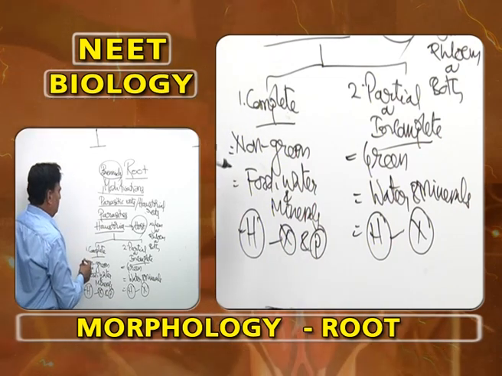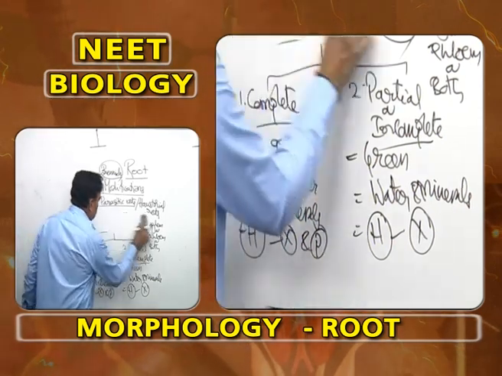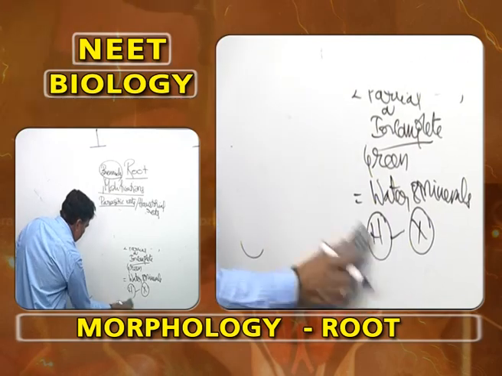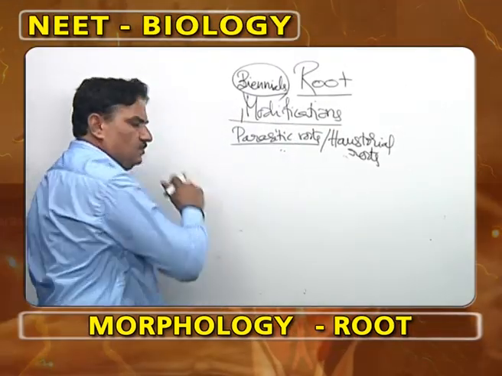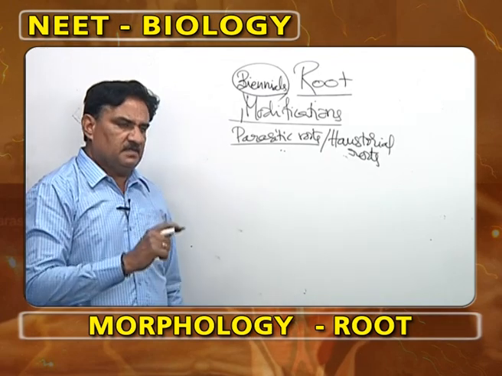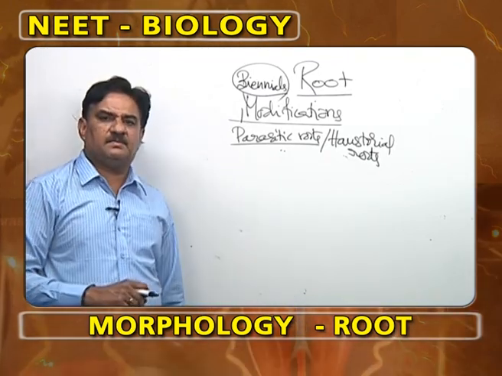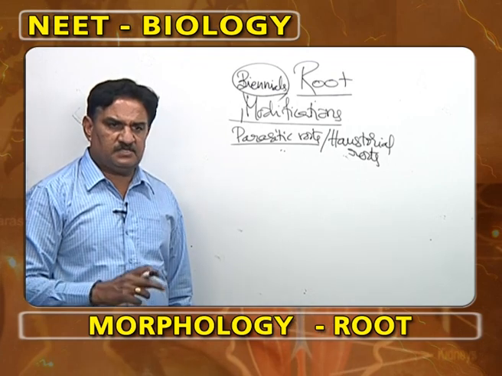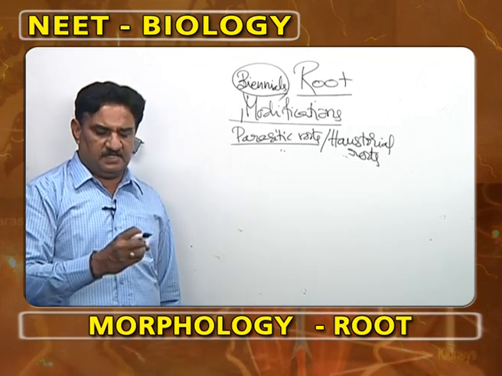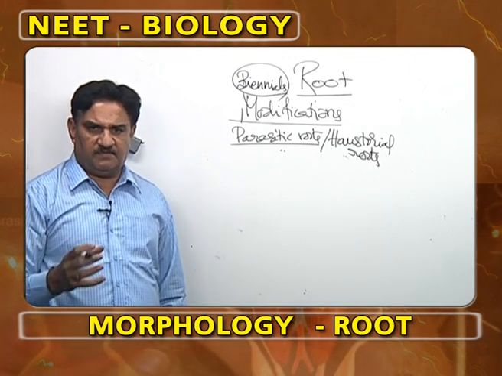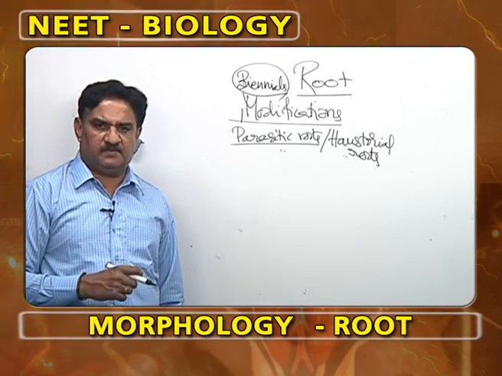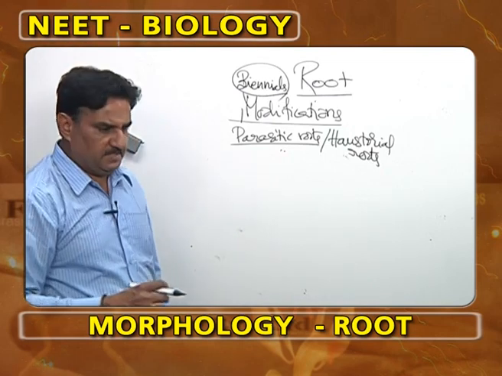In these parasites or parasitic roots, once again I will repeat, parasites are the plants which depend on other plants completely for food, water and minerals and other things. These parasitic plants develop special roots called haustorial roots. The haustorial root penetrates into the host and gets connected to xylem and phloem. After getting connected, they start absorbing necessary food, water and mineral nutrients.